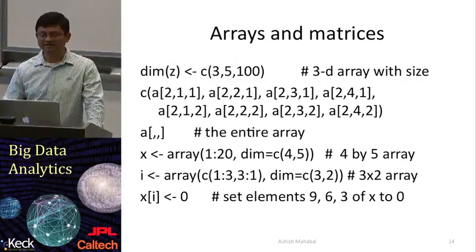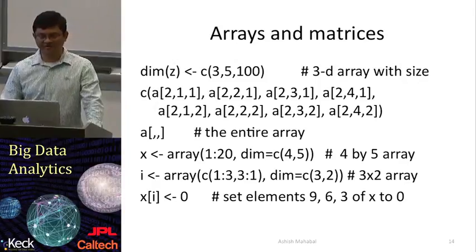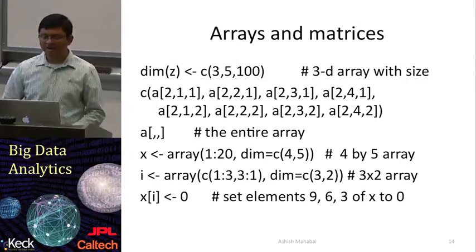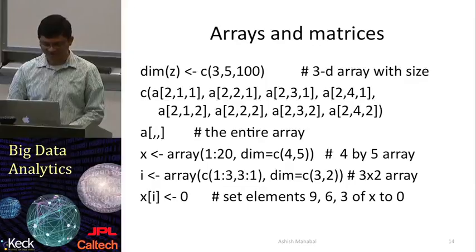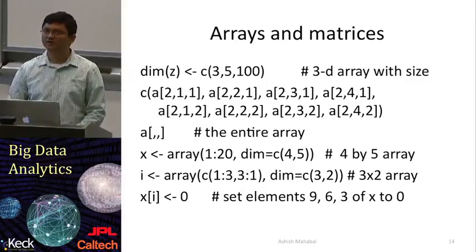So you'll get an array of size 3 by 5 by 100. Similarly, you can combine various sections out of 3D arrays and combine them in a trivial fashion. If you want the entire array, you can use commas. So square brackets and then separated by empty commas is going to give you the entire array.